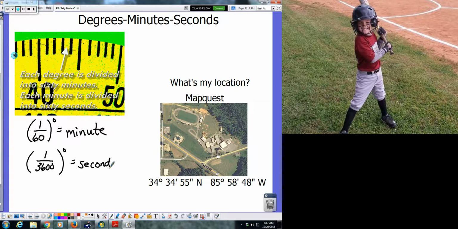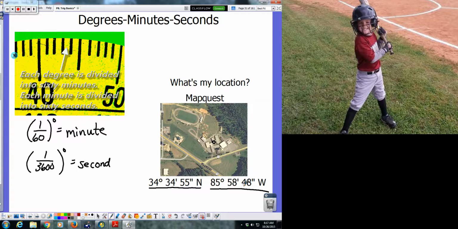Here's your notation, and this is a GPS location of the school. We're somewhere right in here. We are at 34 degrees, 34 minutes, 55 seconds, and those are your abbreviations there, the single tick mark and the double tick mark, north, 85 degrees, 58 minutes, and 48 seconds west. That's our MapQuest location.